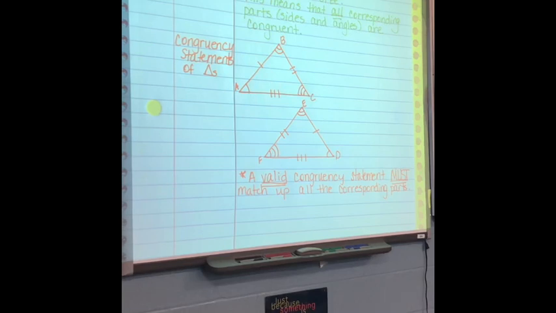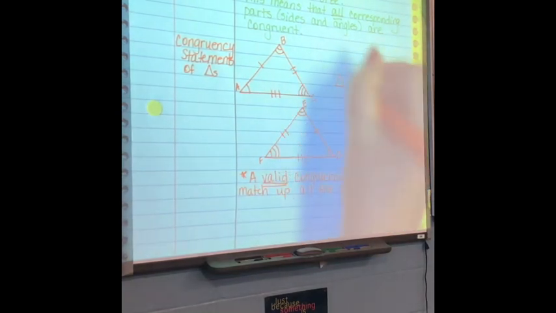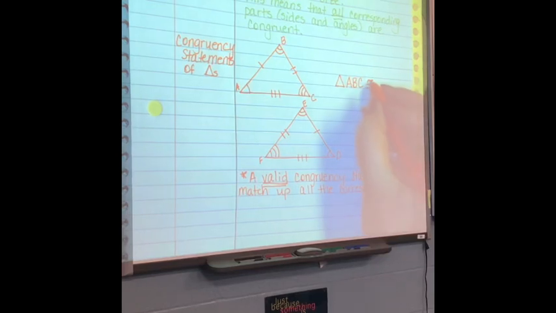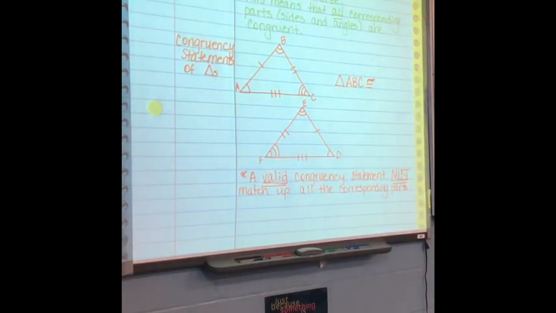All right, so if I'm writing a congruency statement of these triangles, and let's say I want to name the triangle congruent to triangle ABC, I want to match up a triangle congruent to triangle ABC. And it says to be valid, it has to match up all the corresponding parts. How do I know what's corresponding to who in this situation?